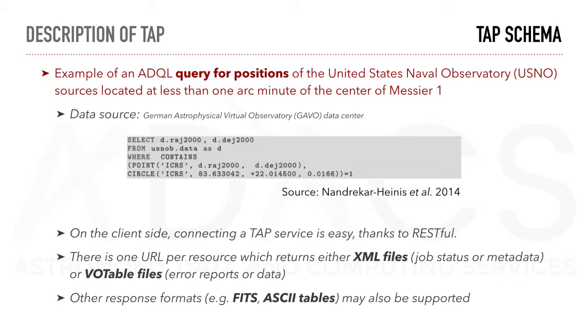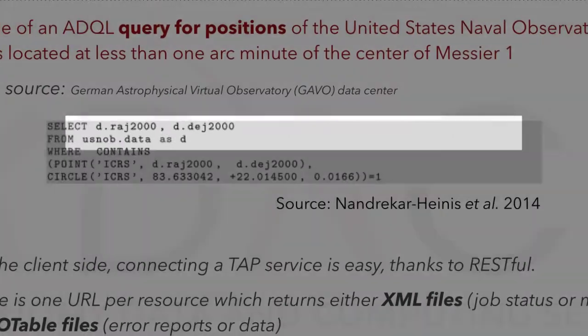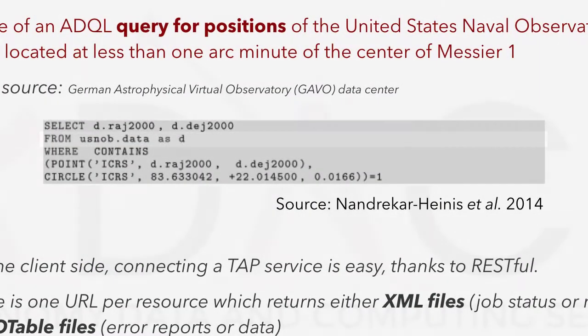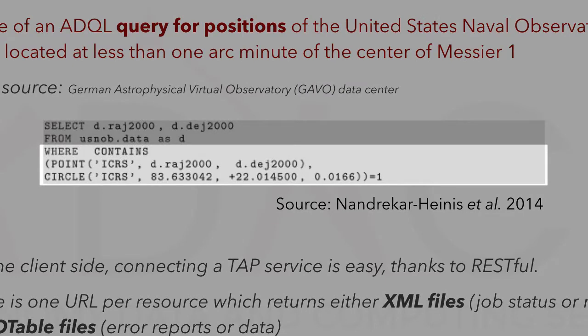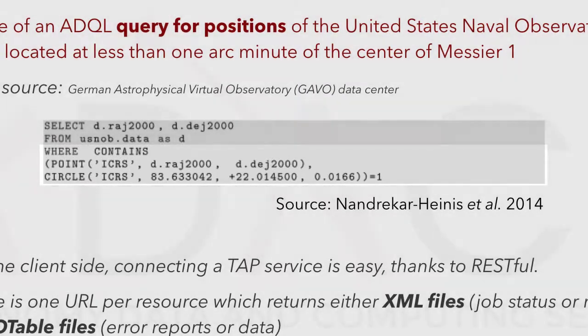Here is an example of an ADQL query for positions for sources from USNO. The sources are located at less than 1 arcminute of the center of Messier 1. As you can see, the query looks much like SQL. We have the select clause to select the fields, the from clause to select the tables, and the where clause to impose some constraints. In addition, we note functions like contains, point, and circle.